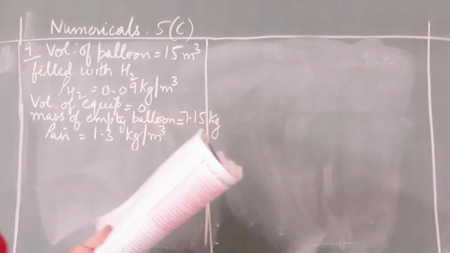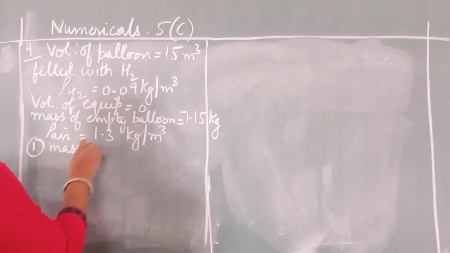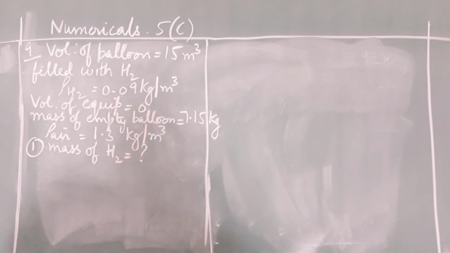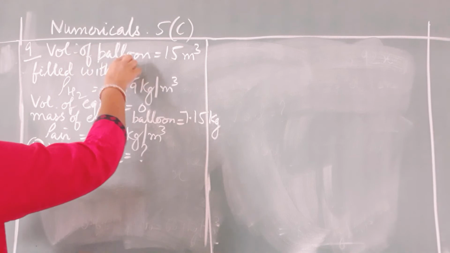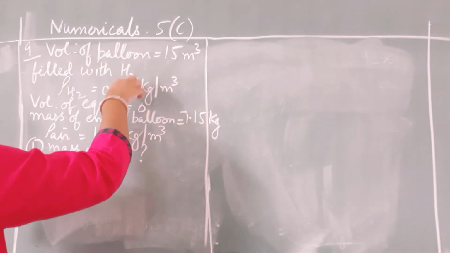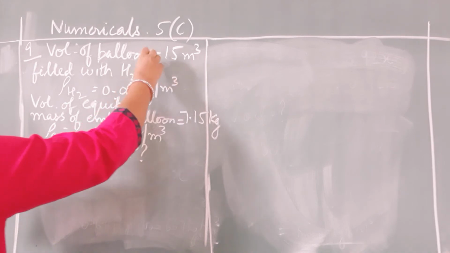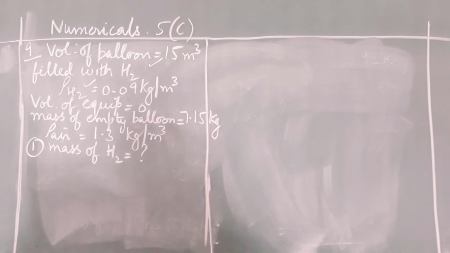And you are supposed to find out the mass of hydrogen in the balloon. Now you can see, children, we know the density of hydrogen, we know the volume, and of course hydrogen is filled in the same balloon. So actually the volume of hydrogen is given to you. The volume is given to you, the density is given to you, you can easily find out the mass.